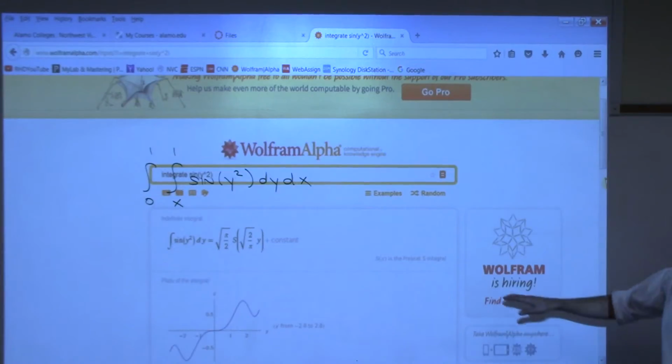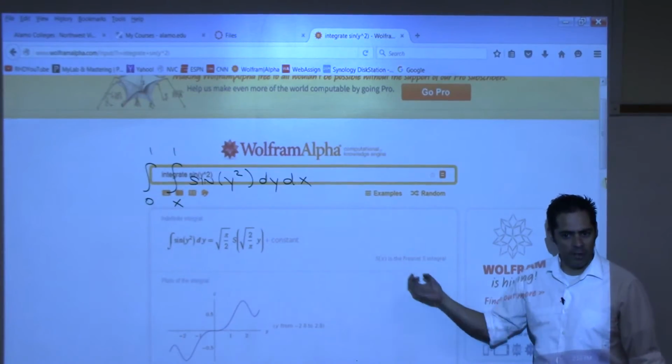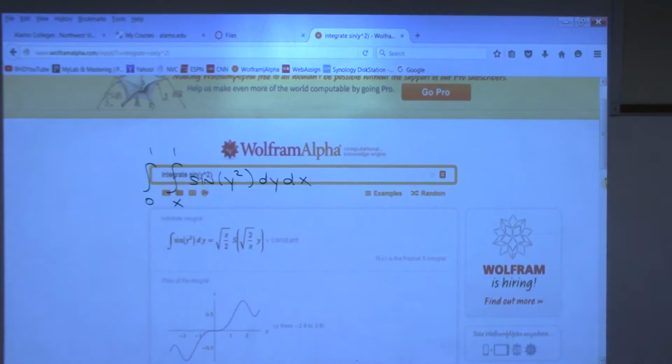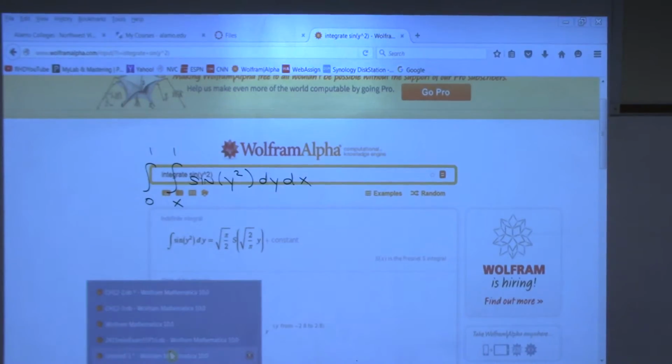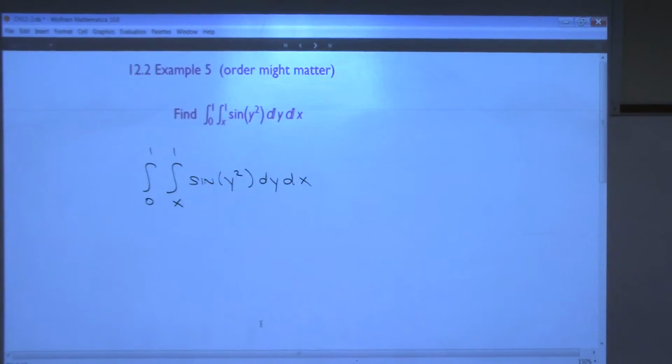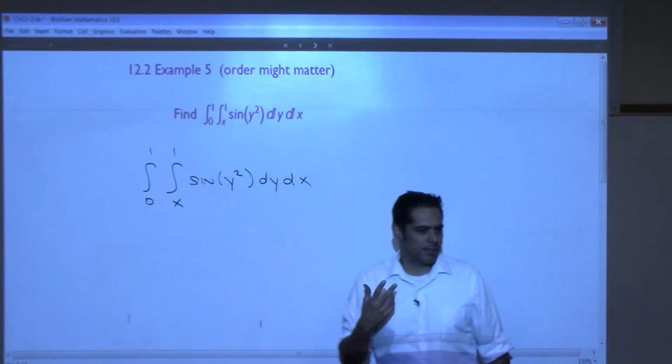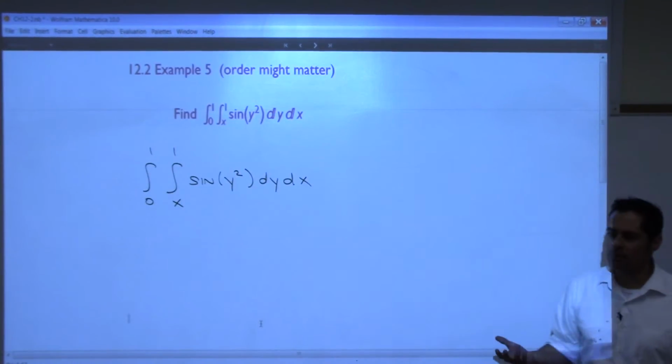Take more math classes, you'll figure out this is just kind of like an error function. It's a way of measuring error. So you just go dot, dot, dot. That's it. Move on to the next problem. I can't integrate sine of y squared with respect to y because it's something I've never been able to do.